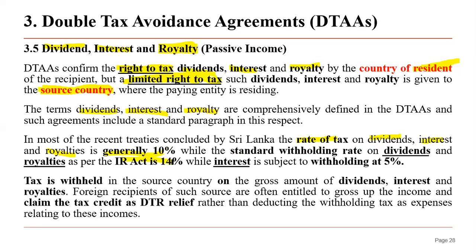In the case of interest, the Inland Revenue Act says 5%, without taking the recent changes into account. If the recent changes apply, effective from January 1st, 2020, then it is also liable to the normal company rate. If the company rate is 24, then it is 24. It is anyway the 24 standard rate, not the 14.